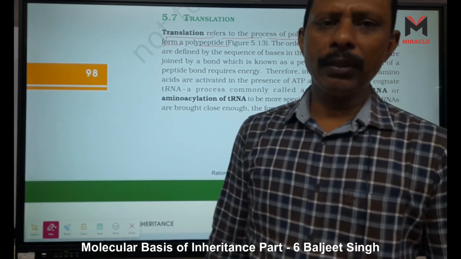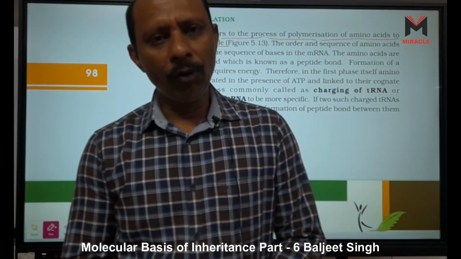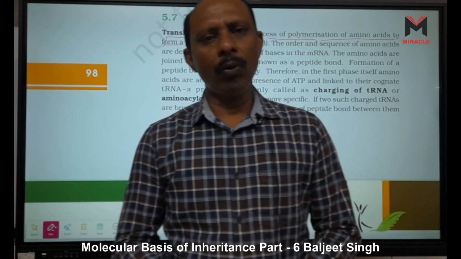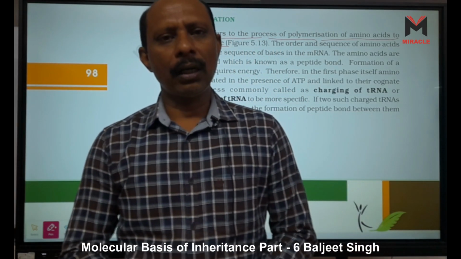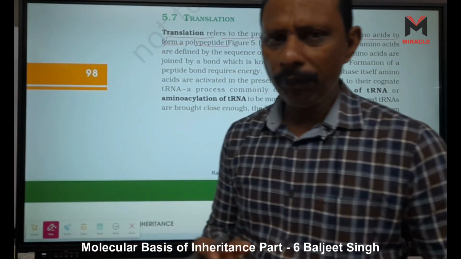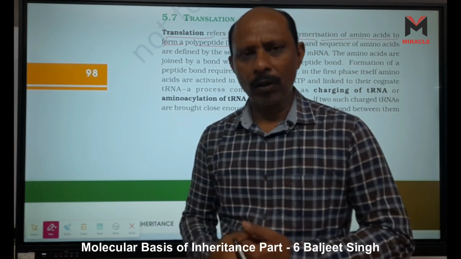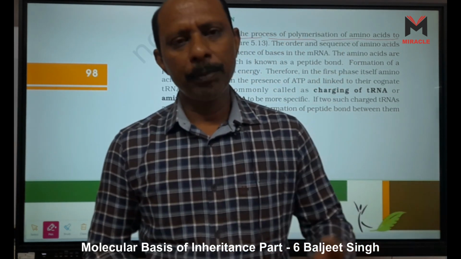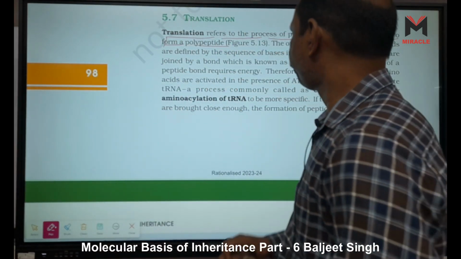Peptide means a bond between two amino acids, that is, a bond between the NH2 amino group and the COOH carboxylic group of amino acids. This bond is called a peptide bond. And we already know that for carbohydrates it is a glycosidic bond, for protein it is a peptide bond, and for fat it is an ester bond.